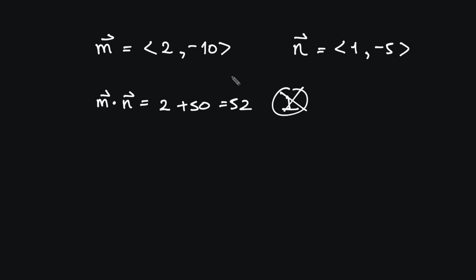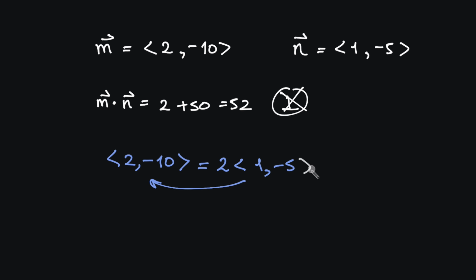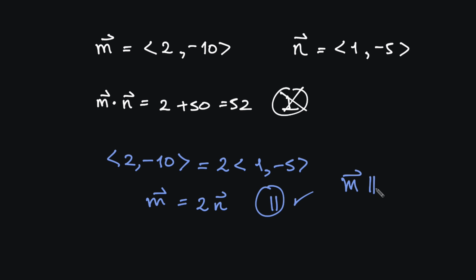Now, maybe they are parallel. How can we tell? Okay, notice that to check for parallelism, vector 2, -10 can be written in terms of vector n, because we can say that this vector multiplied by the scalar 2 is exactly the same as having this vector, because 2 times 1 will be 2, 2 times -5 will be -10. So since vector m is equal to 2 times vector n, then they're parallel. All right, so the two vectors are parallel. Vector m is parallel to vector n.